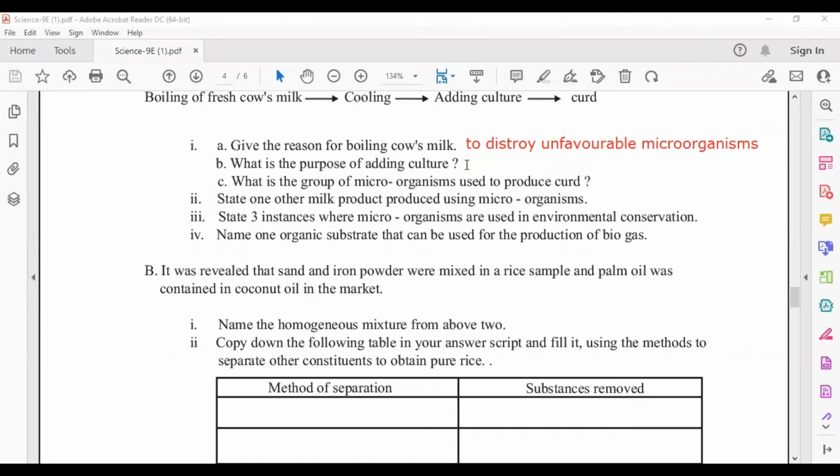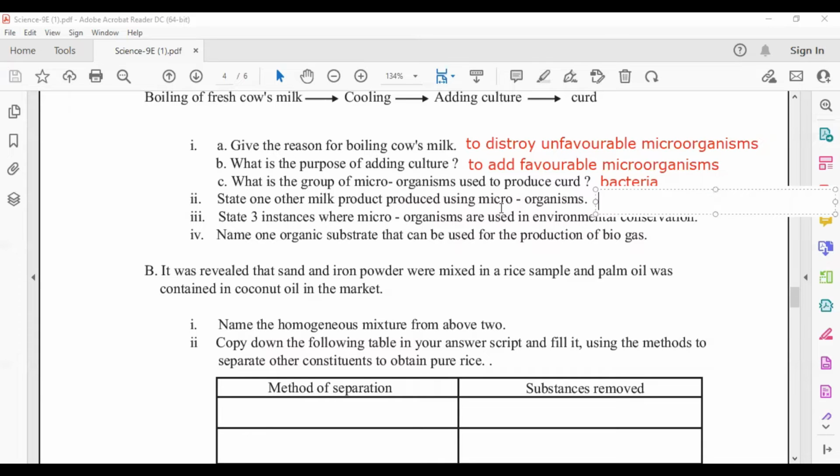What is the purpose of adding culture? To add favorable microorganisms. What is the group of microorganisms used to produce curd? The group is bacteria. Streptococcus are the bacteria we are using. Then the group is bacteria.